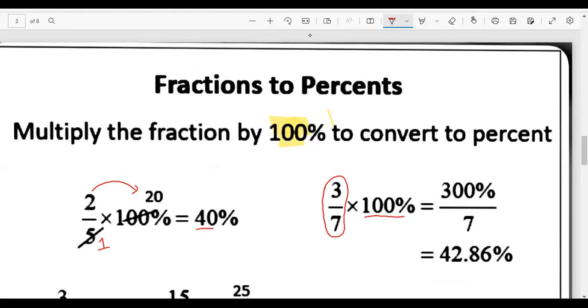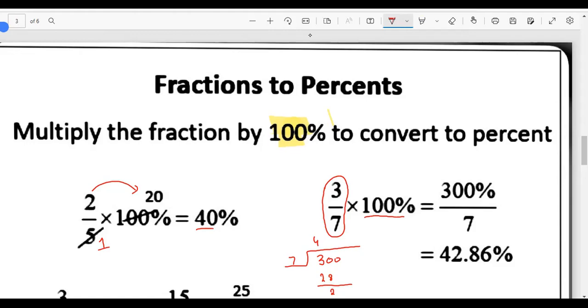I cannot cancel anything. I have 300 divided by 7. Now, in order to just find the proper answer, I write down 300 and 7 here. So I can use 4. 7 multiplied by 4 is 28. The difference would be 2.